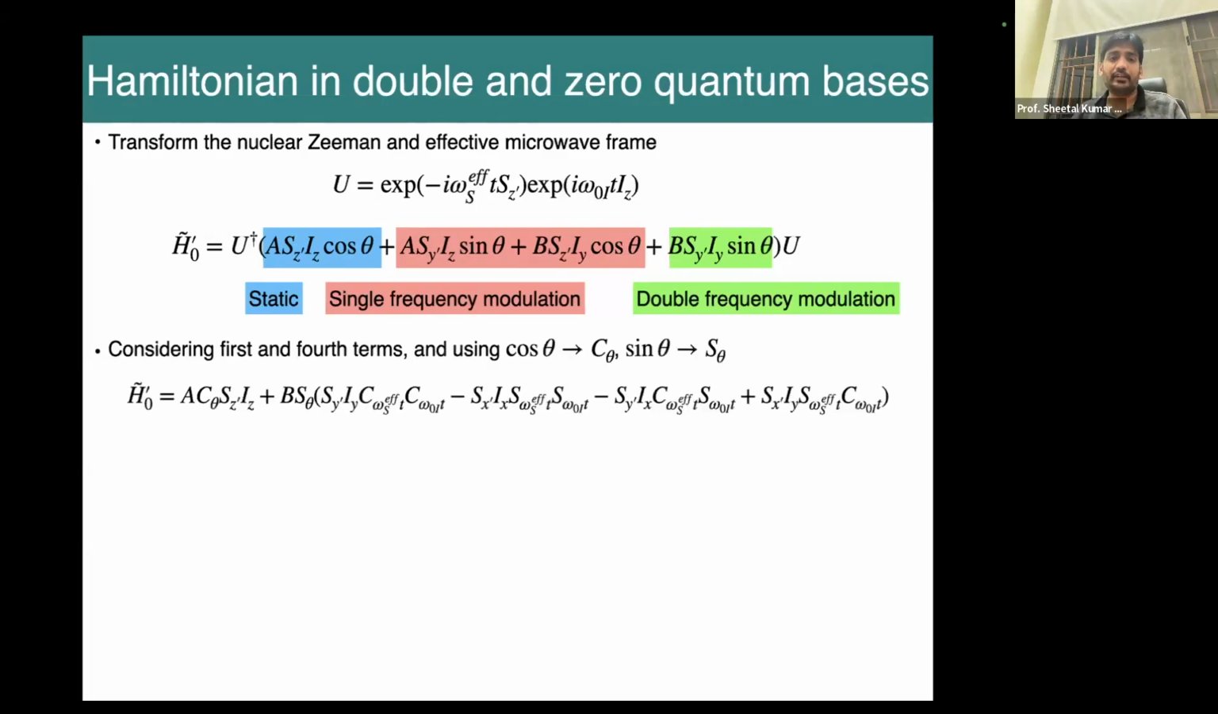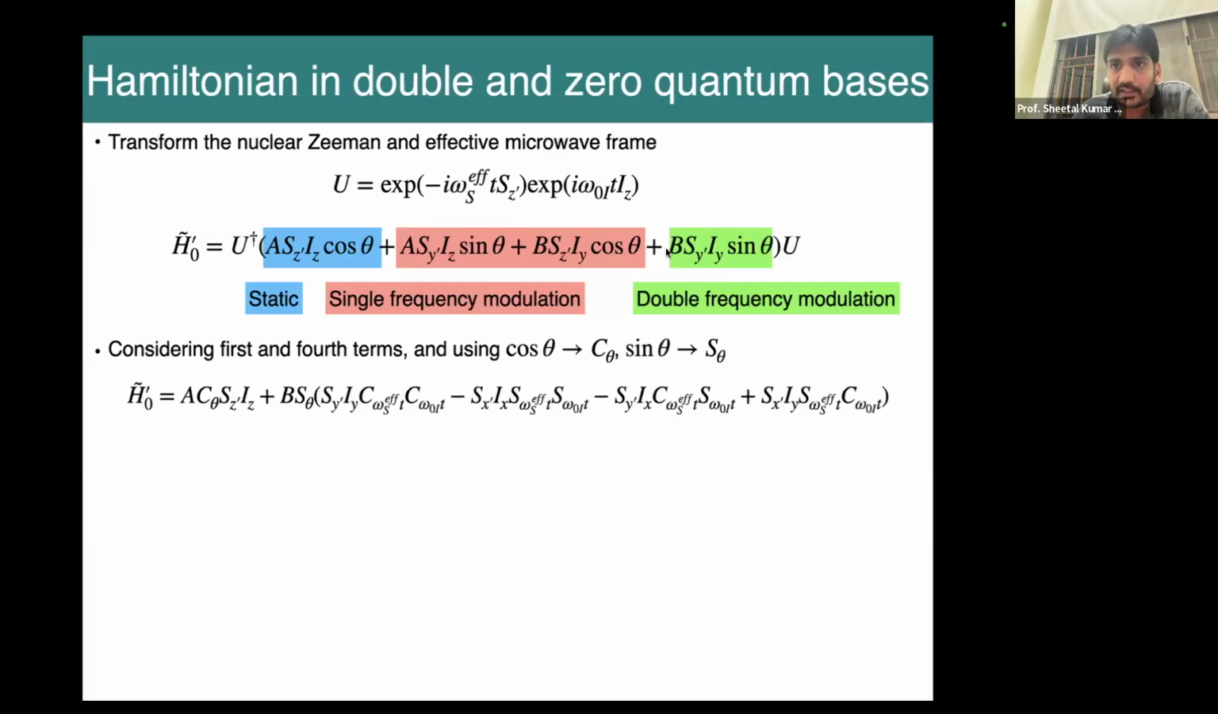As we know, eventually we are going to take the average of it. There is no way these terms will survive, because when we take the average and it is modulated by this frequency or this frequency, the average will turn out to be zero. The static part will remain as it is, so we are considering it. And under certain conditions, this last part will survive and become time independent.